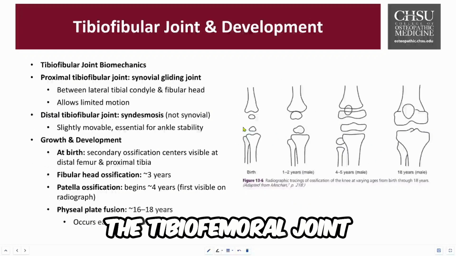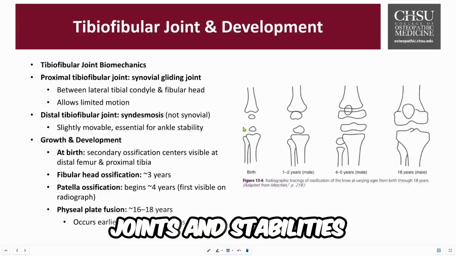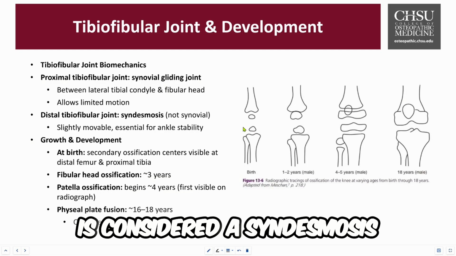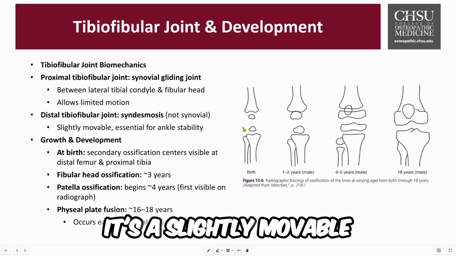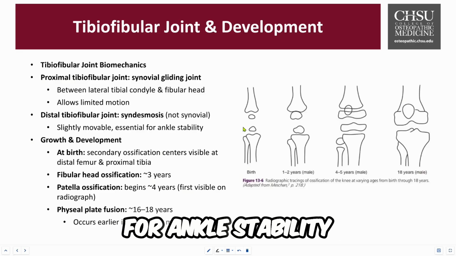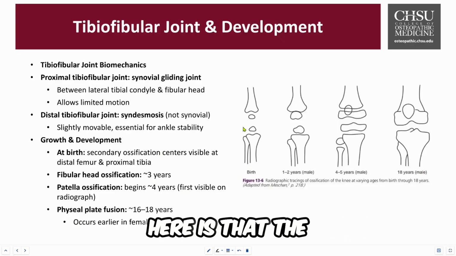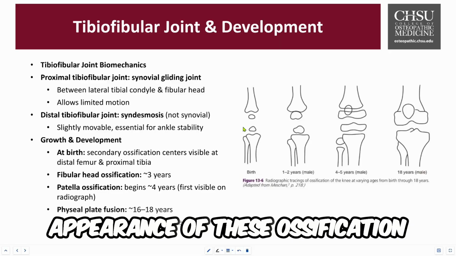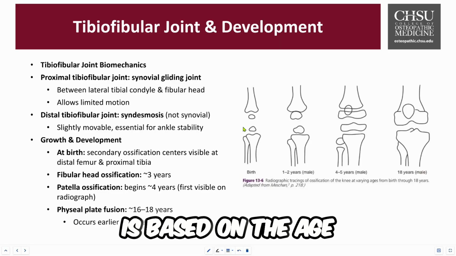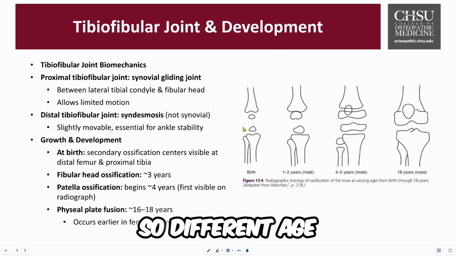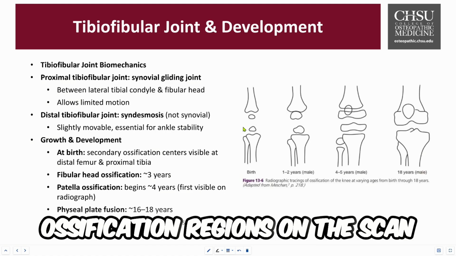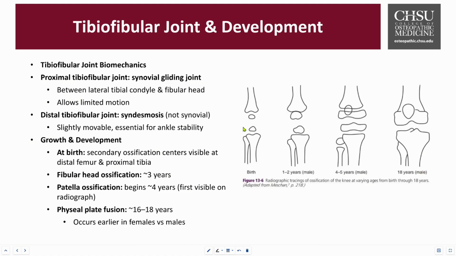The tibiofemoral joint. There are types of joints and stabilities. The distal tibiofibular joint is considered a syndesmosis. This is a slightly movable joint that is essential for ankle stability, just like the ones you have between the radius and ulna. And the clinical relevance here is that the appearance of these ossification centers on a radiograph is based on the age. So at different ages, you'll see the actual ossification regions on the scan.